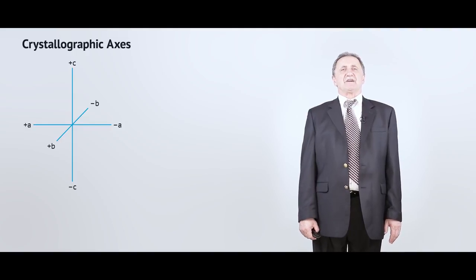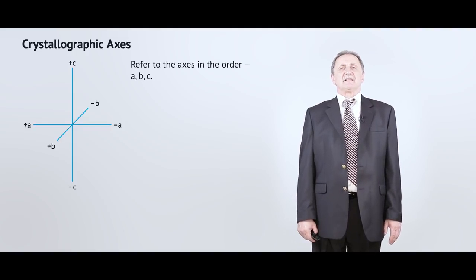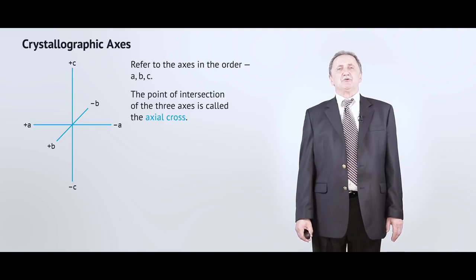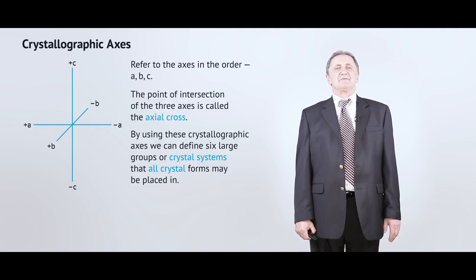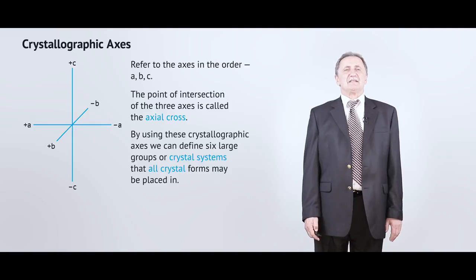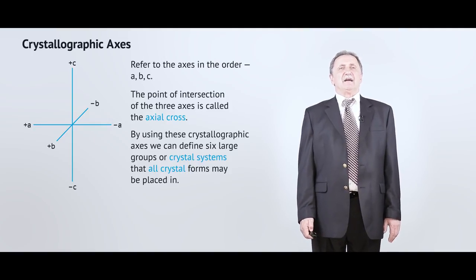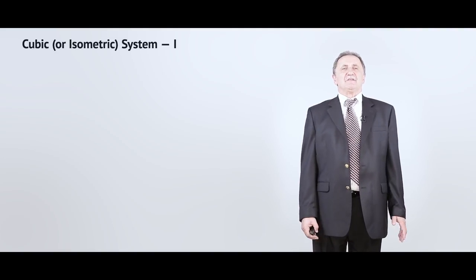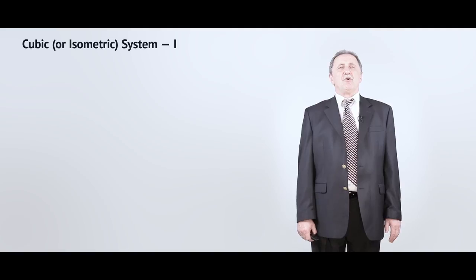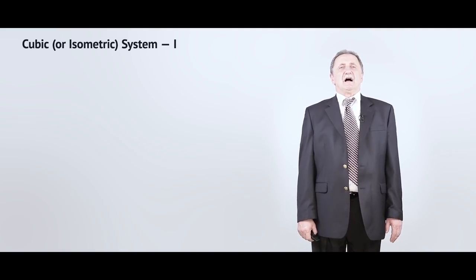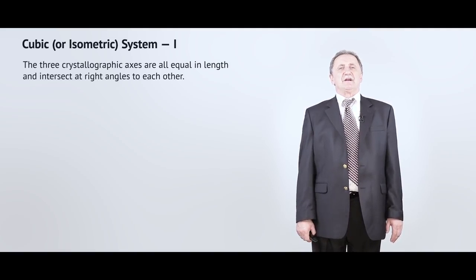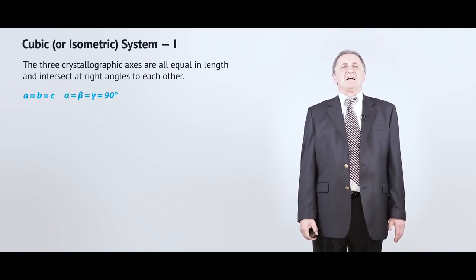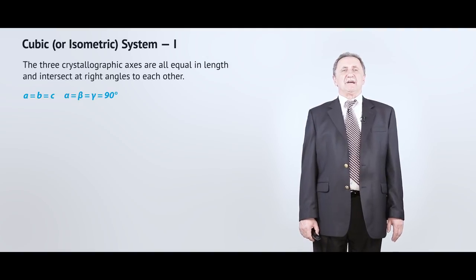So first of all, we will use the crystallographic axes. You will see these crystallographic axes A, B, C used in order to define these different crystal systems. And using these axes, it's easy to define them. Let's start with the cubic or isometric system. In this case, it's very easy to say that all objects which have crystallographic axes equal to each other and intersecting at right angles belong to the cubic system.